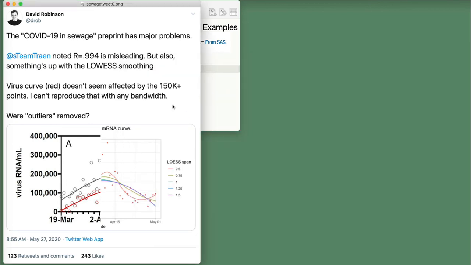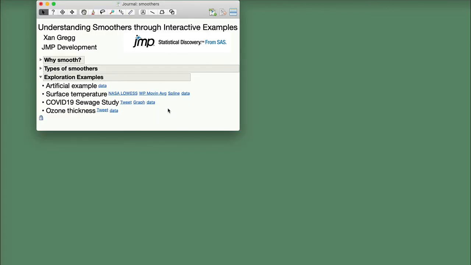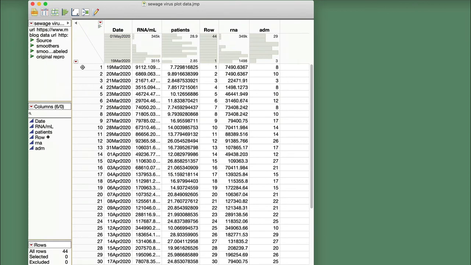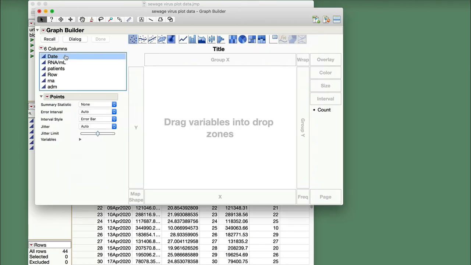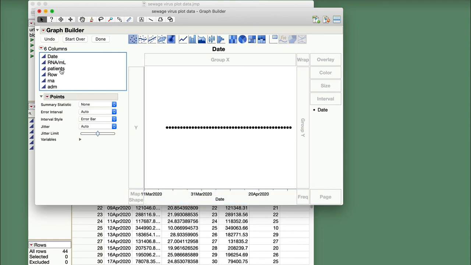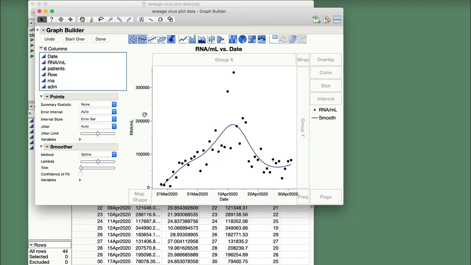And so we can reproduce that ourselves. Here's the data, or at least my attempt to scrape that data. We have date and RNA levels. So this is just what was the red curve in that chart. And you see the spline smoother is already acknowledging the outliers or the high values. I assume they're real data values and shouldn't be ignored.